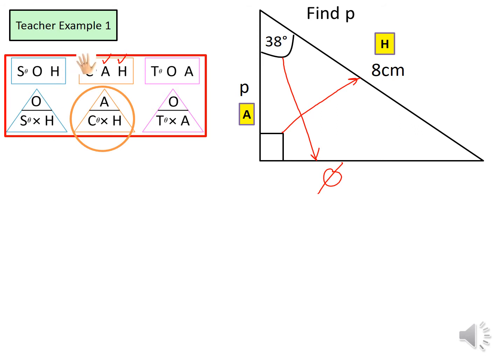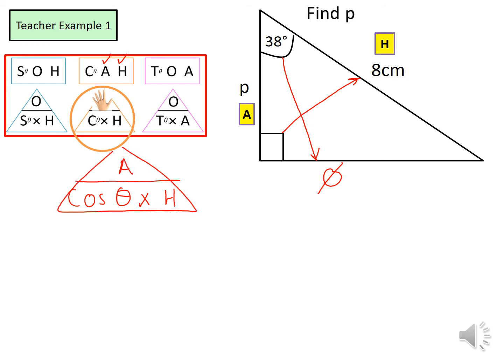Okay, so we need to cover up the adjacent because that's the one that we're trying to find out. So let's write it down. What you'd write down is cos theta multiplied by the hypotenuse over the adjacent. Make a triangle out of it. The one that we're trying to find is the adjacent, so you're going to shade that in or cover it up. So we're left over with cos theta, or angle, times my hypotenuse.